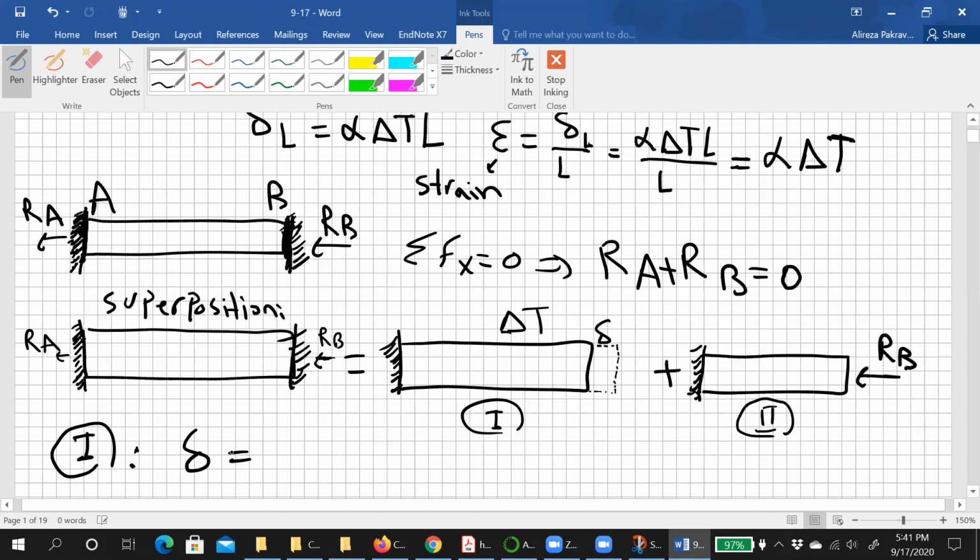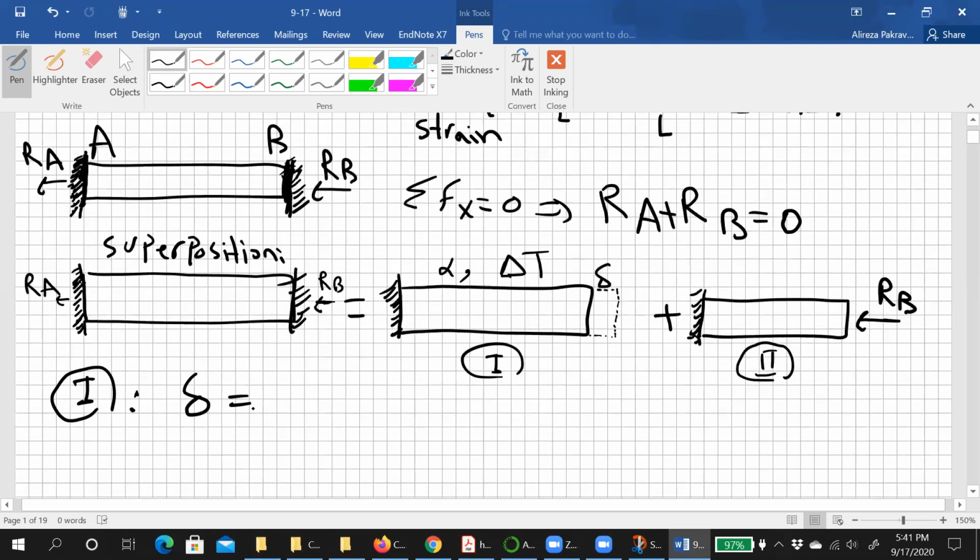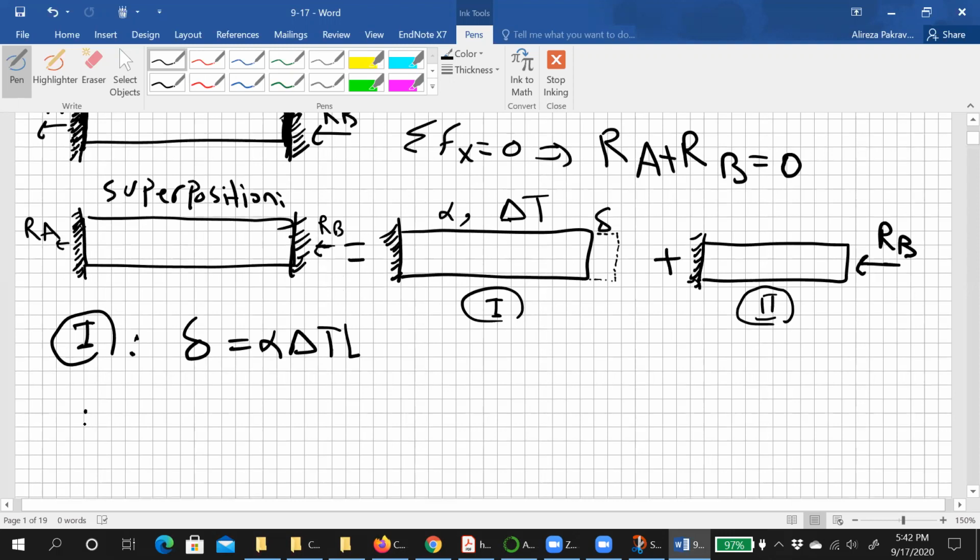In structure 1, what is delta? Just alpha delta T times L. I write this formula: alpha delta T L, right? The length of this bar is L. So that's enough for this structure. So for structure number 2, let's find the delta. Only one segment, so we just make a section.